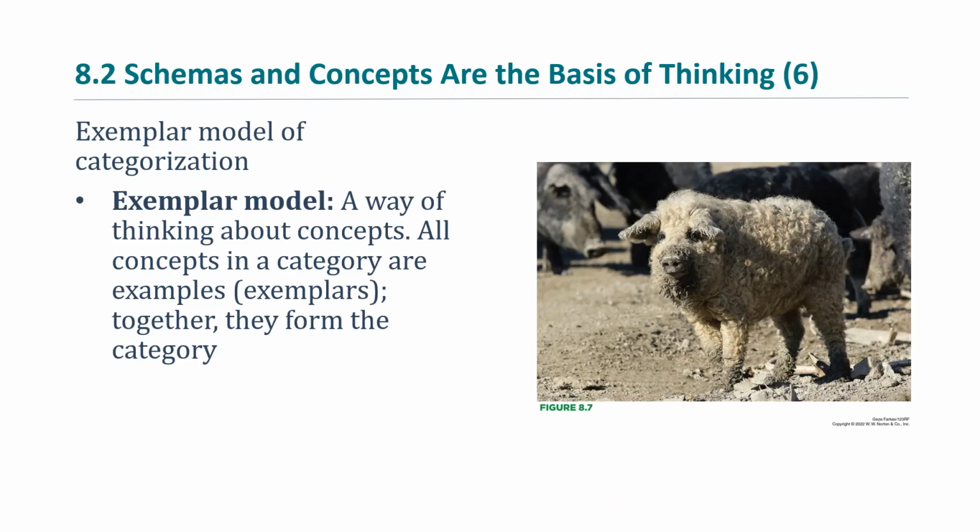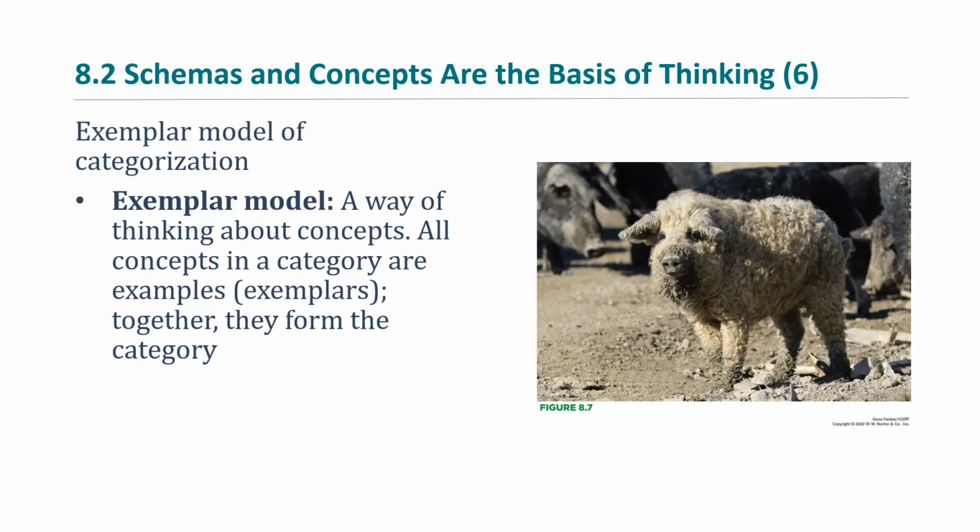In the exemplar model of categorization, all members of a category are examples, or what's known as exemplars, and together they form the category. So when you see something new, you compare it with all other similar things you've encountered and see which set of exemplars it matches more closely.